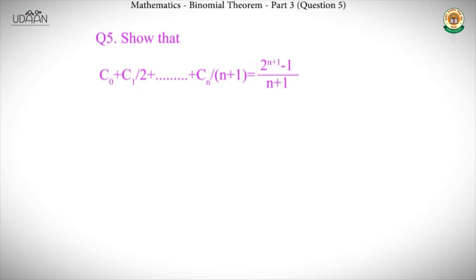So the general term is CR by R+1. So how can we get this?